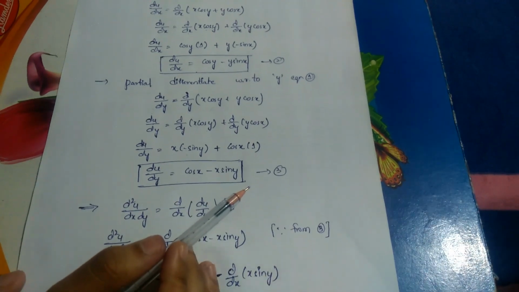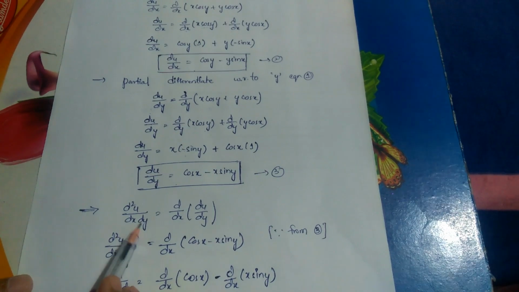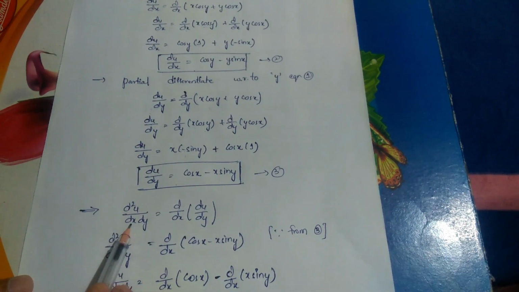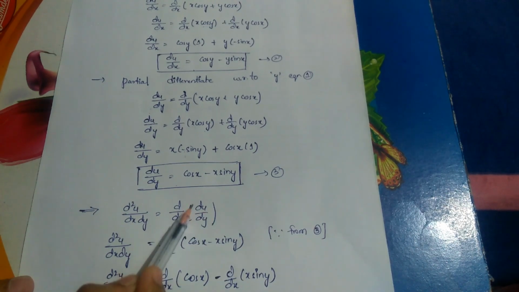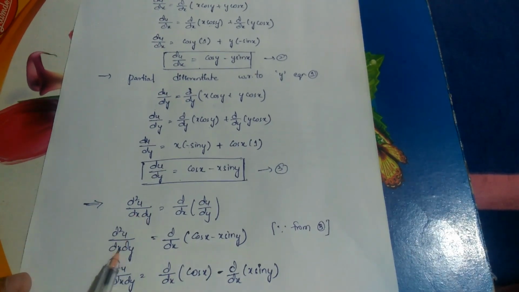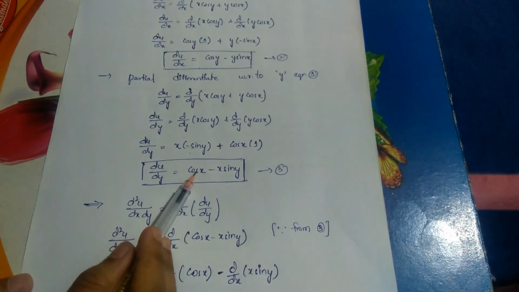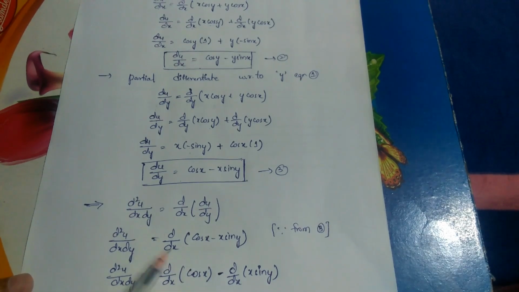Now, when it comes to the verification part, ∂²u/∂x∂y should be equal to ∂²u/∂y∂x. Here ∂²u/∂x∂y is nothing but ∂/∂x of ∂u/∂y. ∂u/∂y is differentiated with respect to x, and then you will get the second order partial derivative here. Then ∂²u/∂x∂y is equal to ∂/∂x of ∂u/∂y, which is cos x minus x sin y. Now this is differentiated with respect to x.